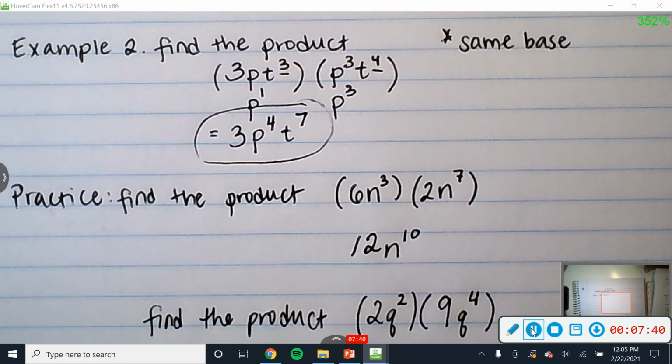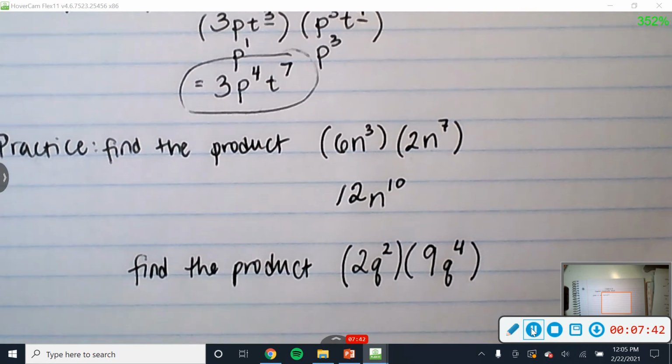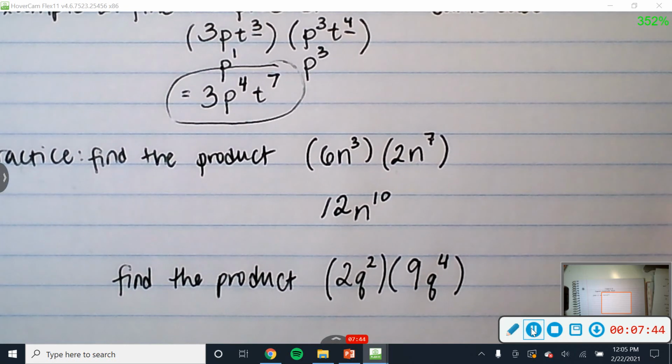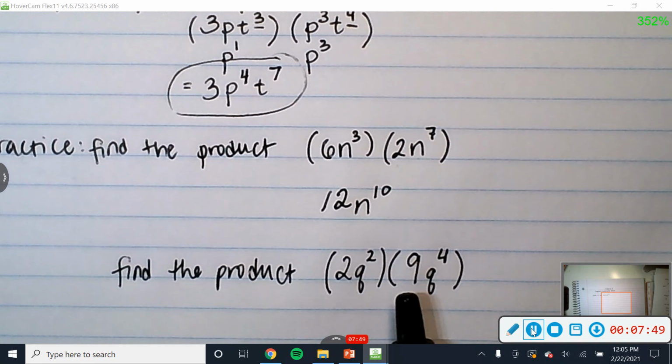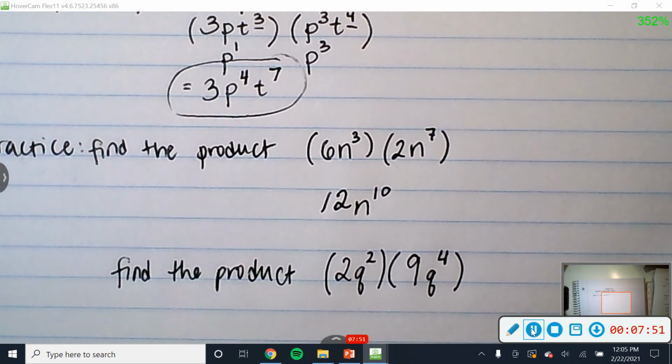Okay, let's try one more problem like this. Hopefully we can do this one all by ourselves here. Find the product of 2q to the 2nd power times 9q to the 4th power now.